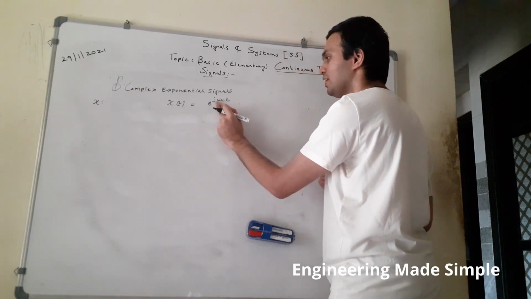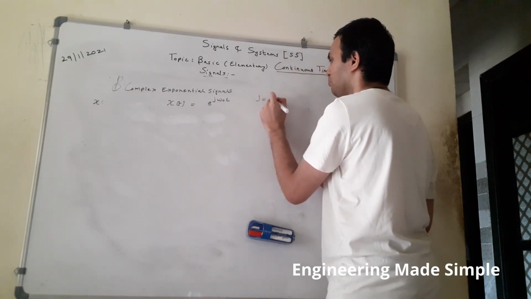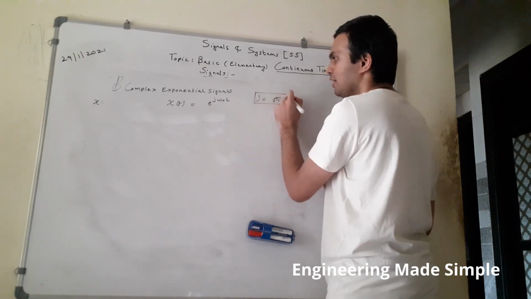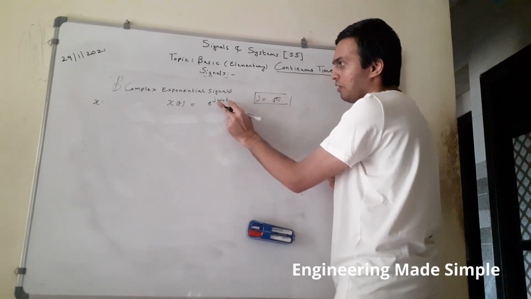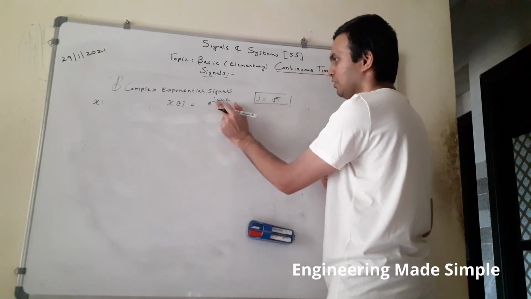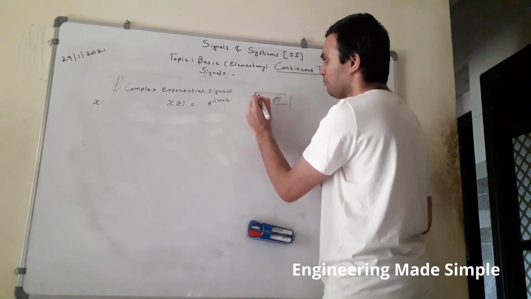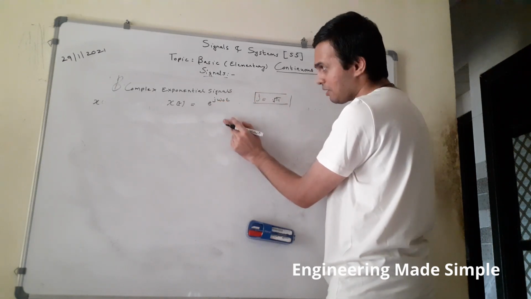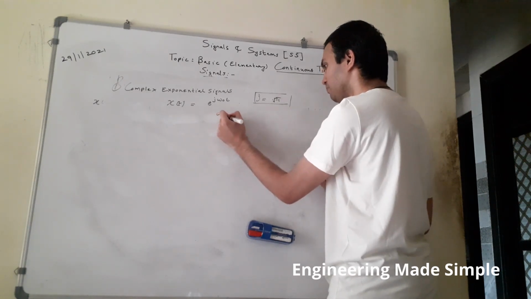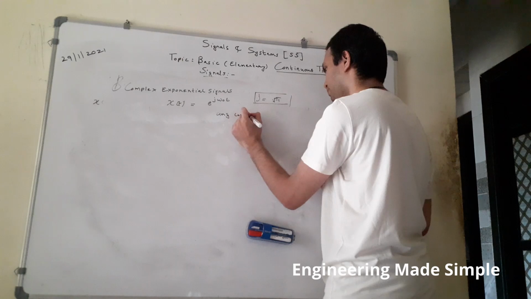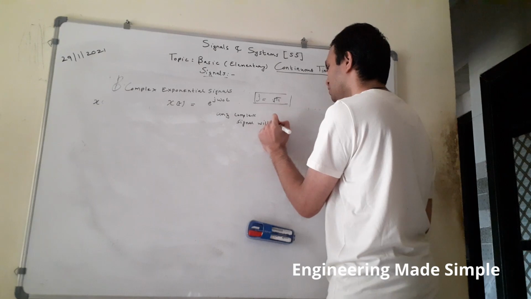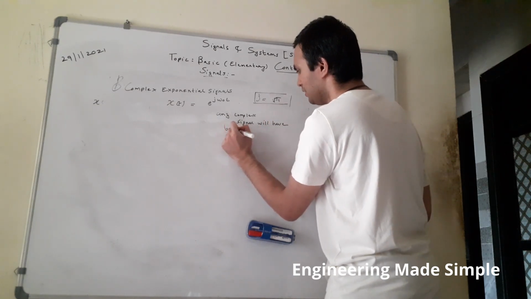Because this j stands for under root of minus 1, which is a complex number. So this is a complex signal because of the presence of the complex number indicator j over here. So this is an imaginary part. Whichever part has a prefix j to it, we say that it is an imaginary part of the signal. And any complex signal will have both real and imaginary parts.